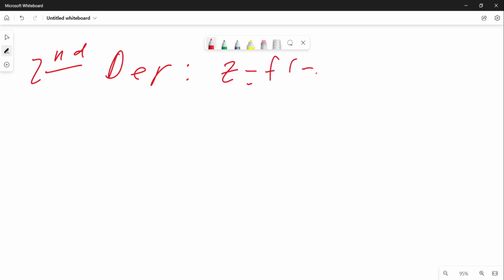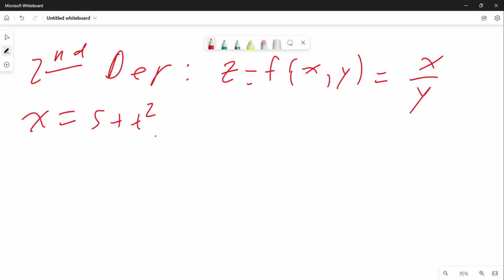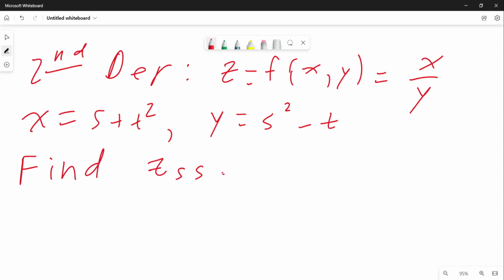z is f of xy equals x over y. And x is s plus t squared. y is s squared minus t. So let's find z double s. And I'm not going to do all of them because these take an awfully long time. So I'm just going to work out z double s and hope that's enough for you to get the idea of how this works.